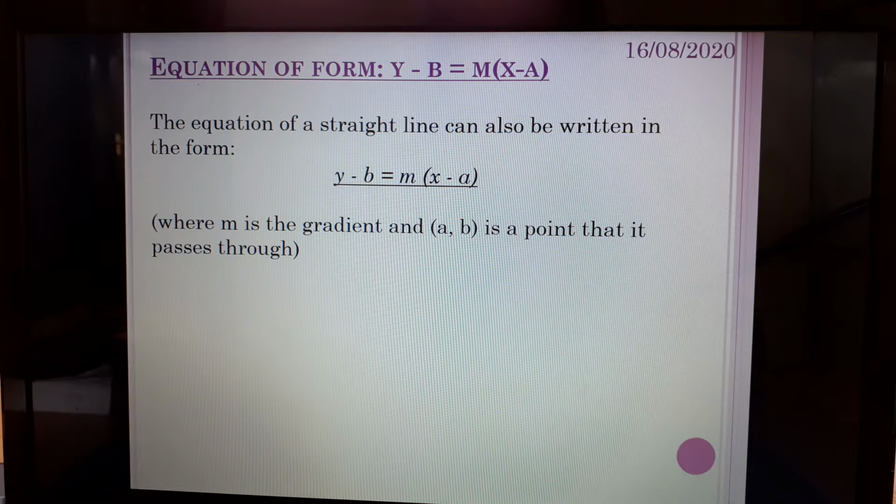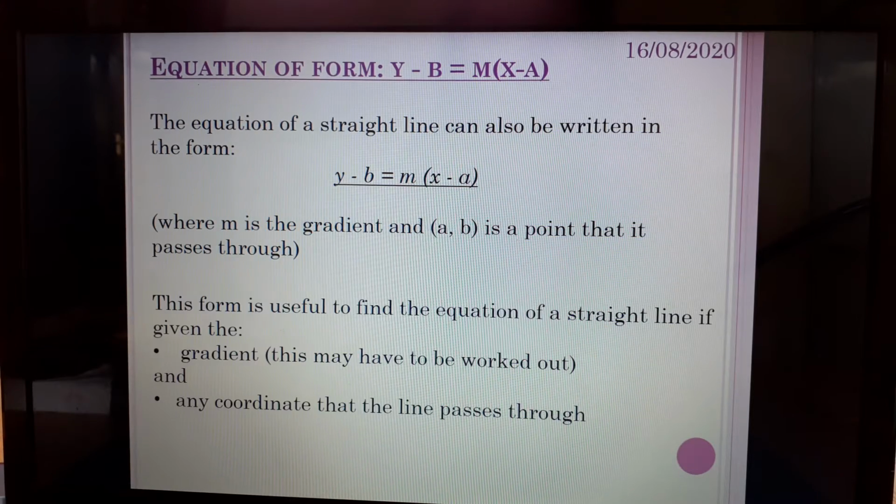Okay, so the equation of the straight line can also be written in the form y minus b equals m bracket x minus a, where m is the gradient and (a, b) is a point that it passes through. So this one is very useful because you can use any point that it passes through. It doesn't have to be where it crosses the y-axis, as it would be for the other equation, which is y equals mx plus c. So this one's a very useful one to be able to find the equation of the straight line.